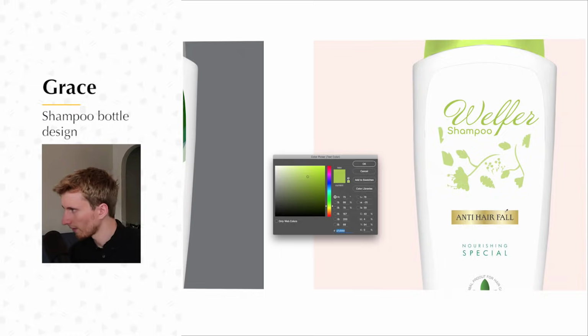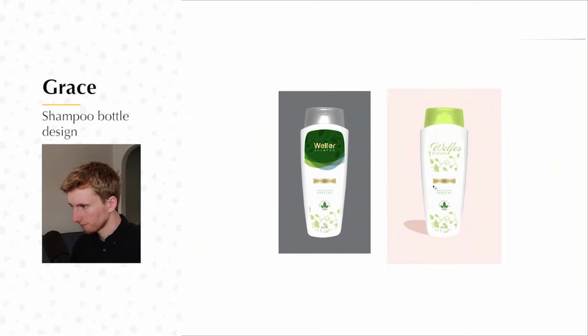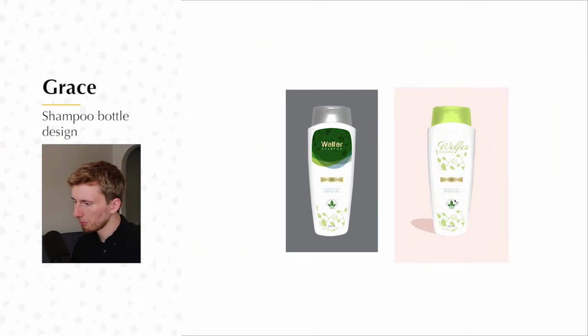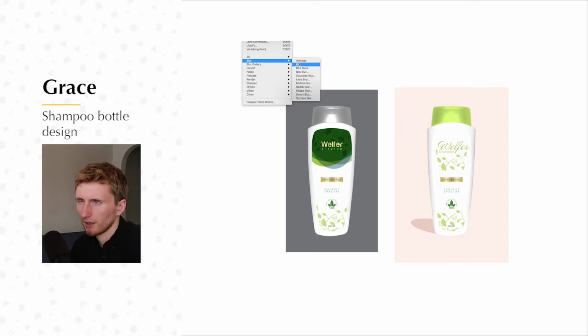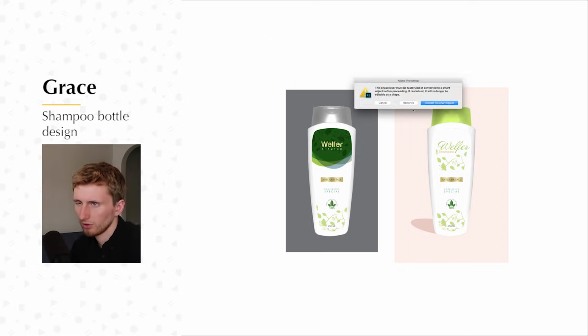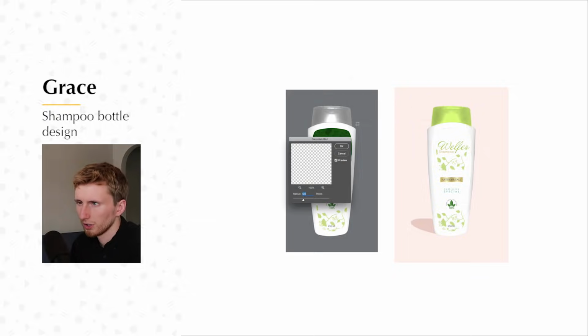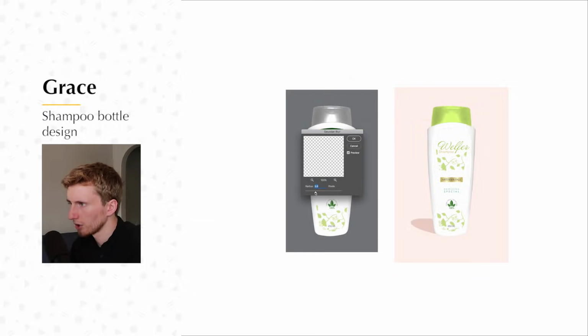I actually want to change the color of Shampoo. If you wanted a simple shadow, that could be cool. And if you wanted to, you could always go Gaussian blur. You can go to Filter, Blur, Gaussian Blur.